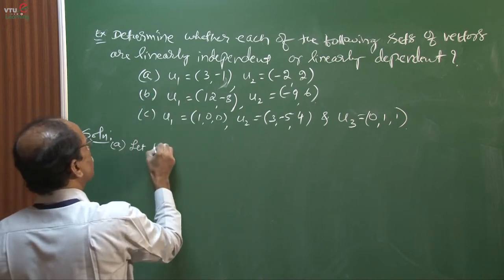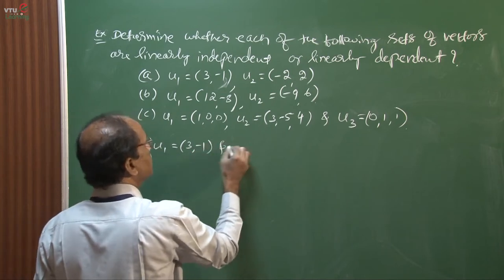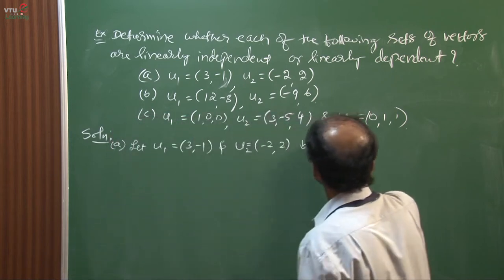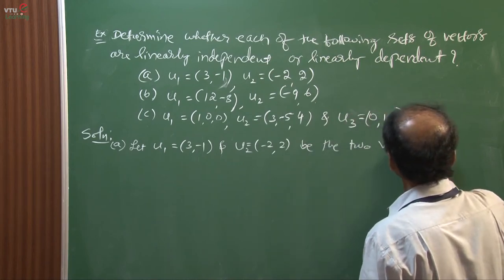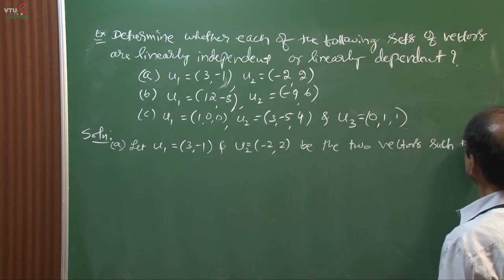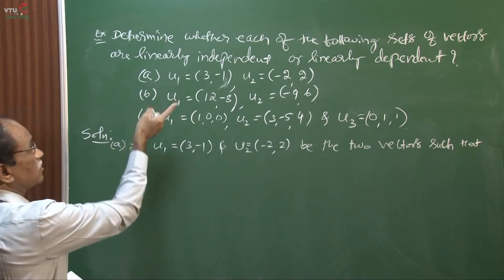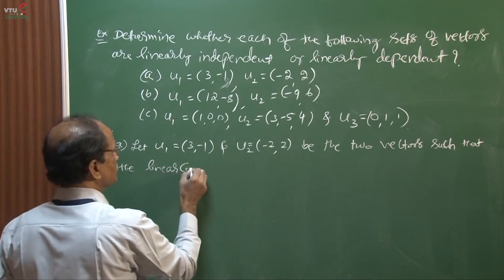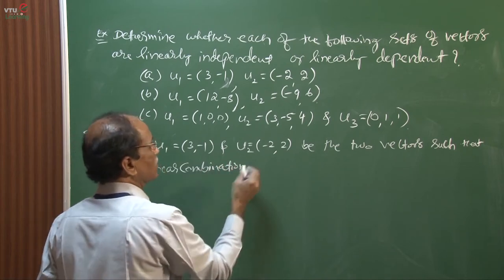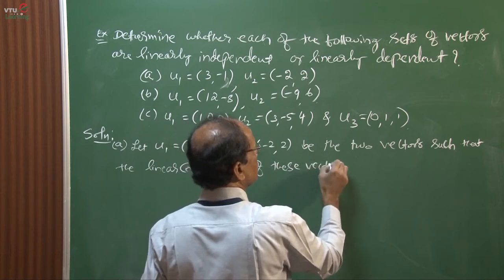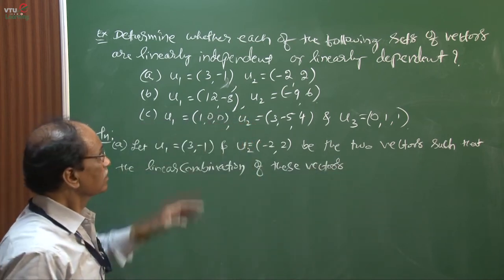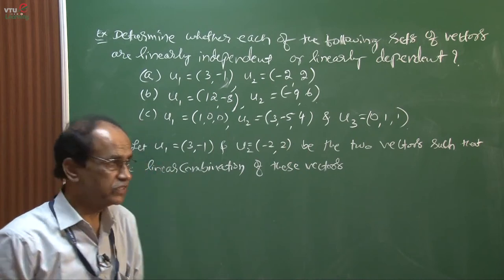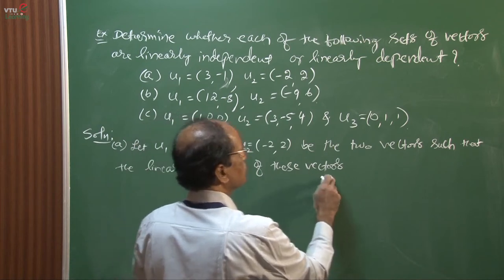Let the given vectors u1 is equal to 3 comma minus 1 and u2 is equal to minus 2 comma 2 be the two vectors, such that you have to define a linear combination according to the definition. There are two vectors here. Linear combination means followed by two scalars c1 and c2.